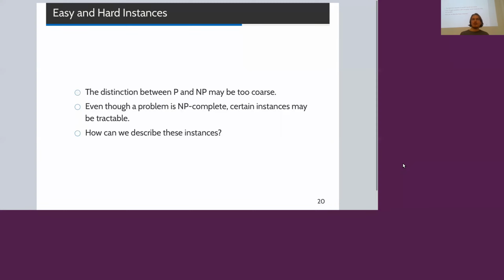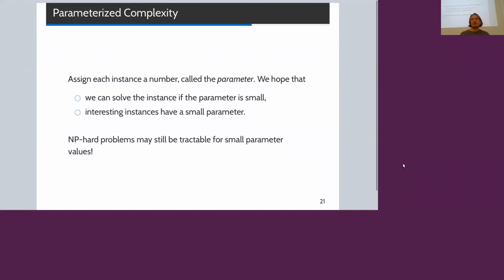And the idea is that even though the problem may be hard in general, we try to identify the instances where it still is tractable. And this is something that we do with a parameter. So every instance will get something that we call a parameter. And the idea is that if the parameter of an instance is small, then we'll still get an efficient algorithm for the problem. And in practice, this can be nice if we observe that many real-world instances actually have a small parameter. That's at least the hope.